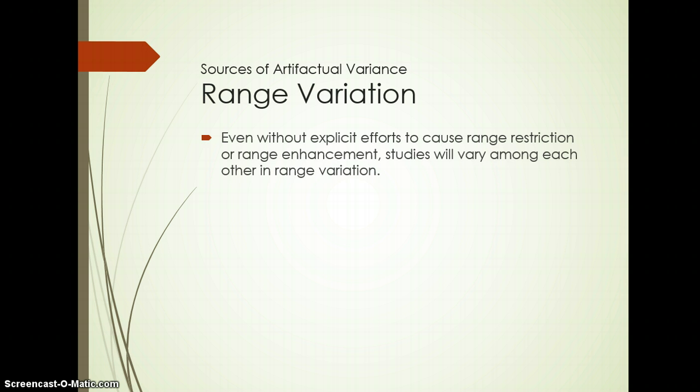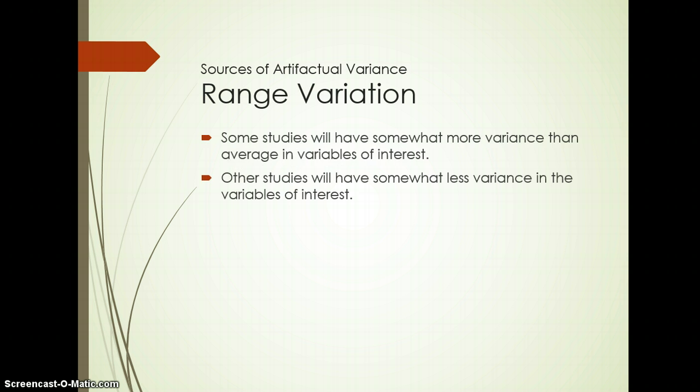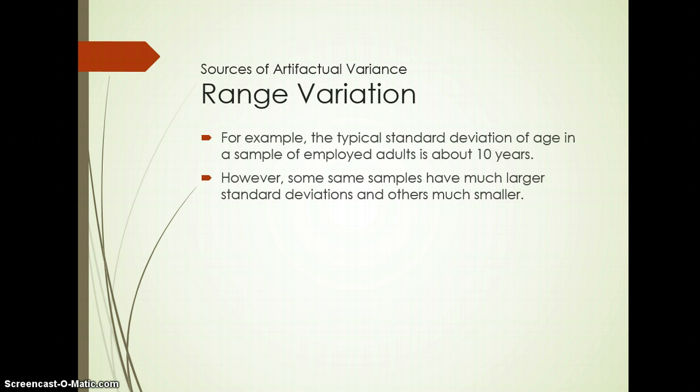Okay, so even without explicit efforts to cause range restriction or range enhancement, studies will vary among each other in range variation. And so this is something that we could actually correct for as we're going through the process of meta-analyzing our samples in Module 8. Okay, so some studies will have somewhat more variance than average in variables of interest. Other studies will have somewhat less variance in the variables of interest.